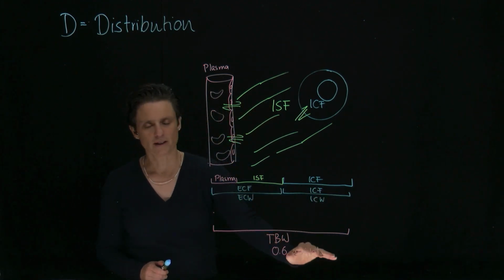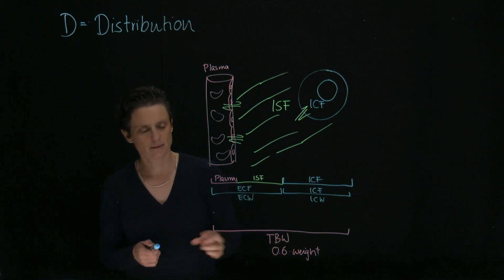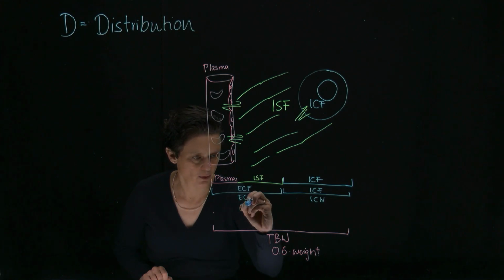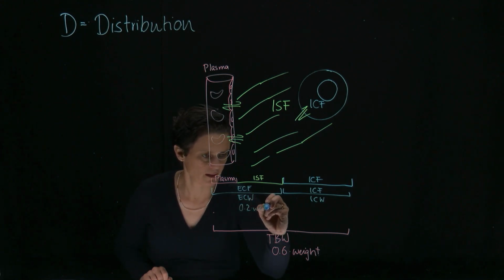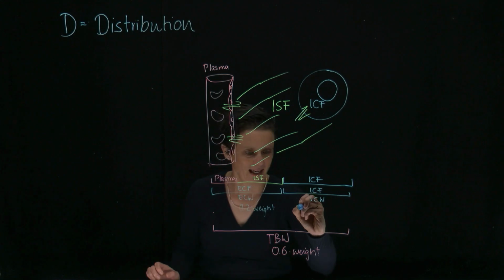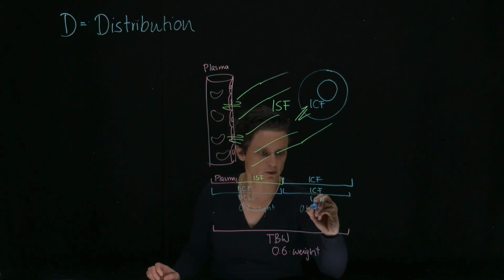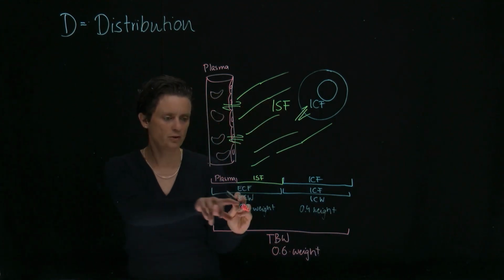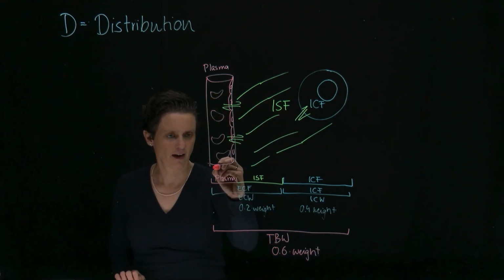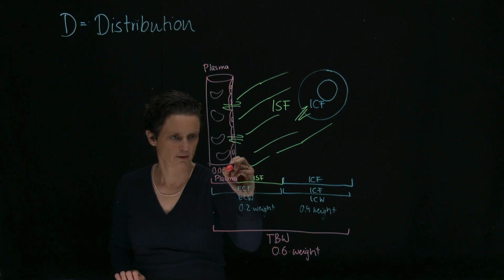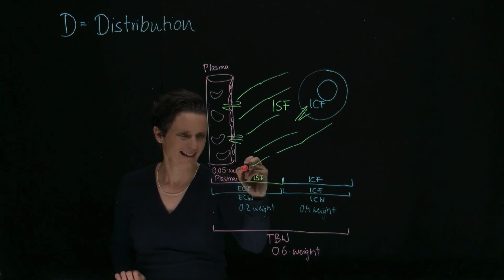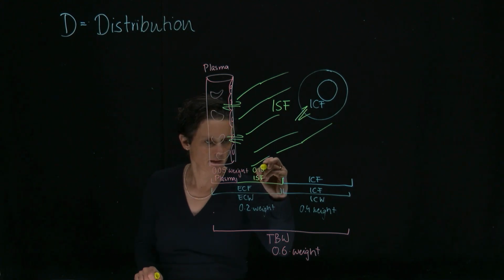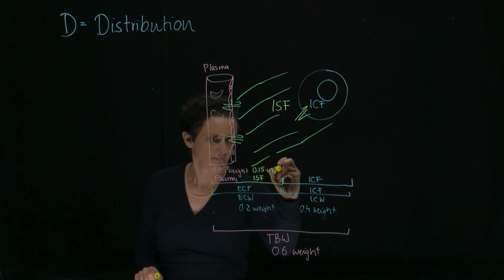Now, if this is 0.6 of our body weight, so 60%, what we know is that the extracellular is 0.2 of our body weight, so 20%, and the intracellular is 0.4, so 40%. And then if you want to also split this up, the plasma is 5%, so that's 0.05 of our body weight, and the interstitial is 0.15 of body weight.